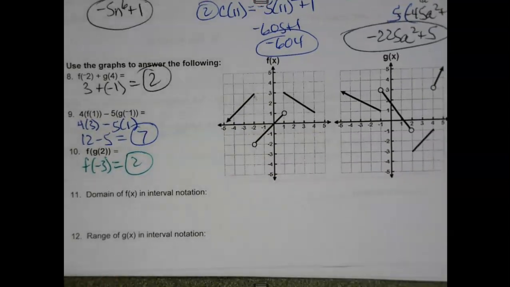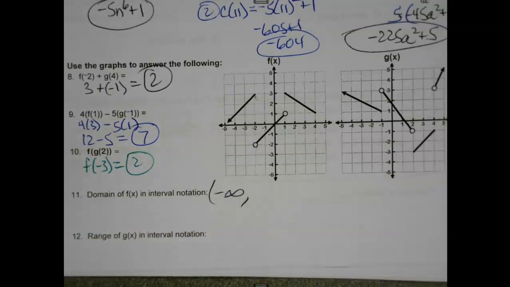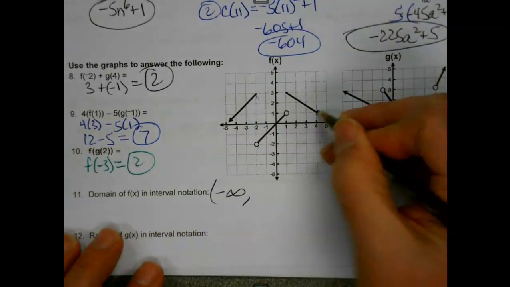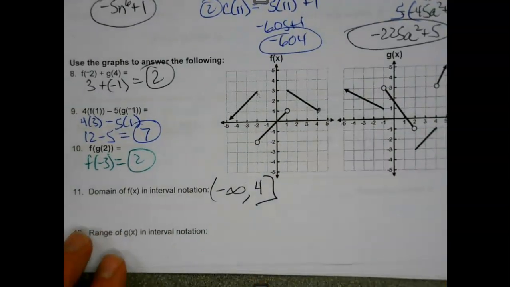Again, I'm looking for arrows. I see an arrow going left, so I'm like, okay. But there is no arrow going to the right. This point right here is as far as I'm going to go to the right. So I actually have an endpoint for my domain.